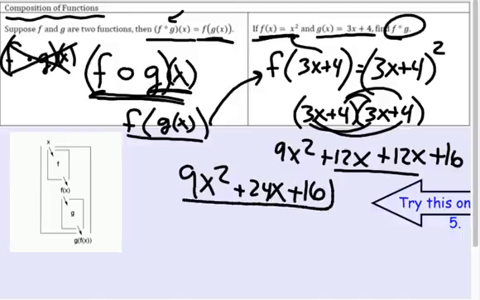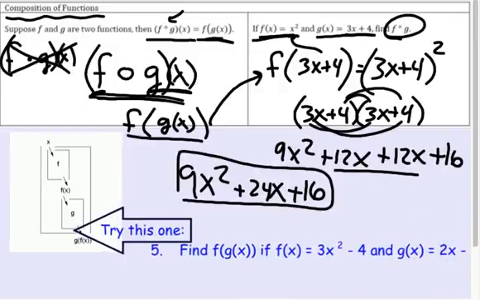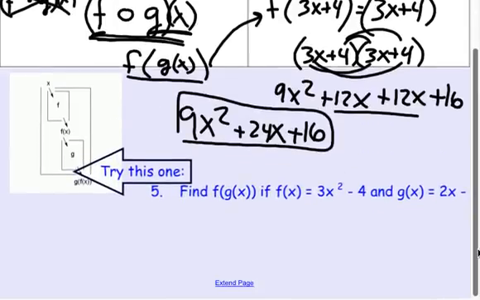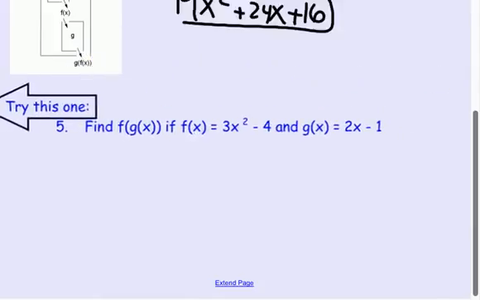This is composition of functions. You're not going to get a one-number answer because we're not plugging a number in for x. We're plugging a whole expression in for x. So that's the way it works. We're going to try this last one here. See what we get.